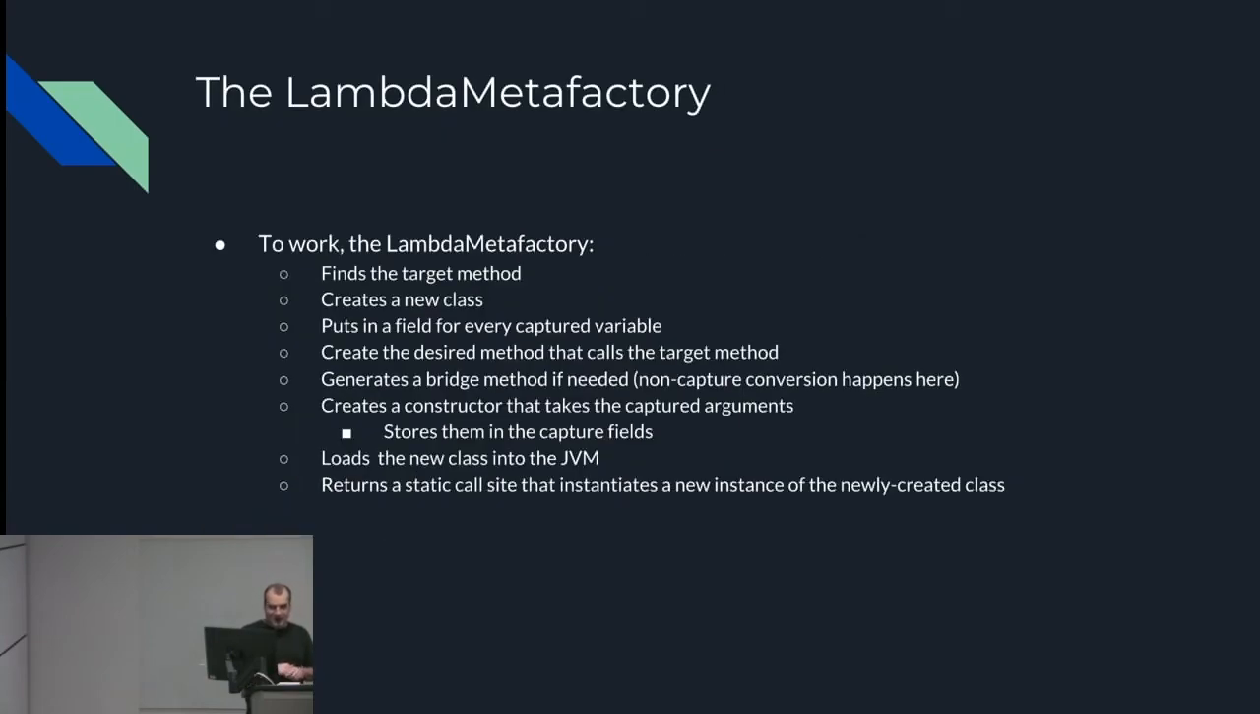So how the LambdaMetafactory actually works is it finds the target method, it sorts all of this out, like what conversions do I need to do and that kind of thing. It actually creates a new class that implements the interface you want, creates a field in the class for every captured variable, and creates the method that the interface needs to implement. It may create a second method called a bridge method, which is a whole mess of how Java deals with generics that I don't want to get into. It creates a constructor that takes the captured arguments. It stores them in the fields. It might do conversion if necessary.